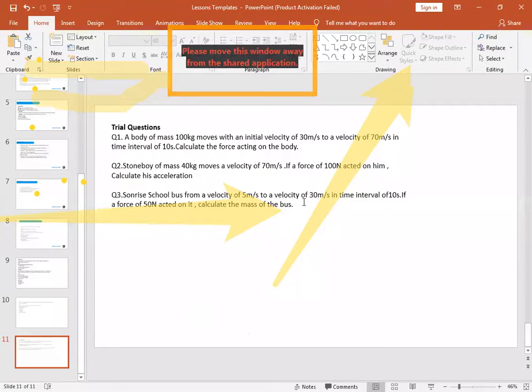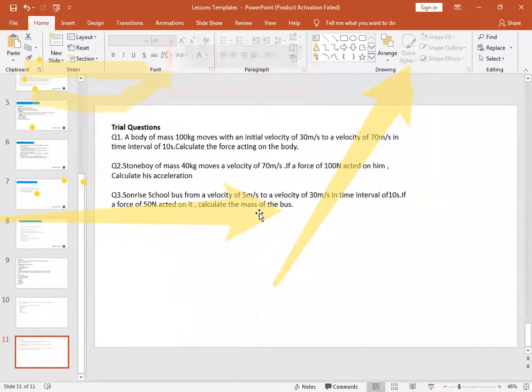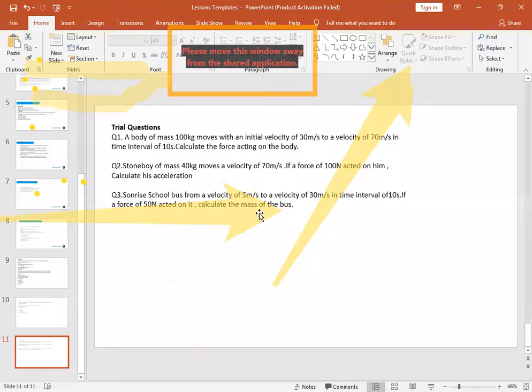Sunrise school bus moves, not from, okay? The bus moves with a velocity of 5 meters per second to a velocity of 30 meters per second in a time interval of 10 seconds. If a force of 50 Newton acted on it, calculate the mass of the bus. So try these three questions and give me the answers. If you are done, raise your hand.